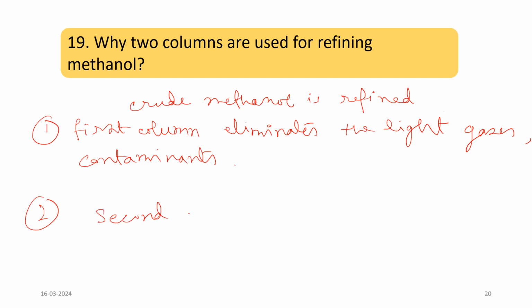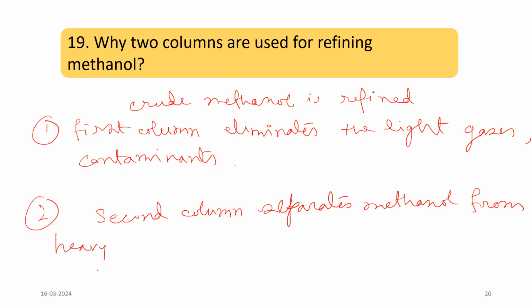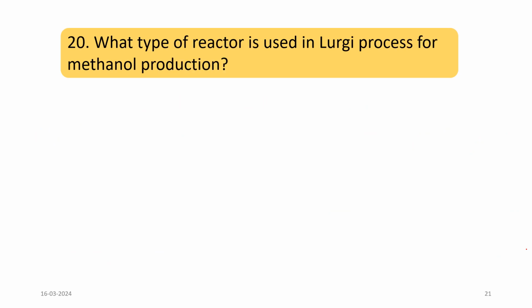and the second column separates methanol from heavy alcohols, that is ethanol, propanol or butanol. Okay, because methanol is our desired product, right? So that is why two columns are used to separate them. Methanol is captured from the top of the column, and from the bottom steam, wastewater and higher alcohols or heavy alcohols are collected.